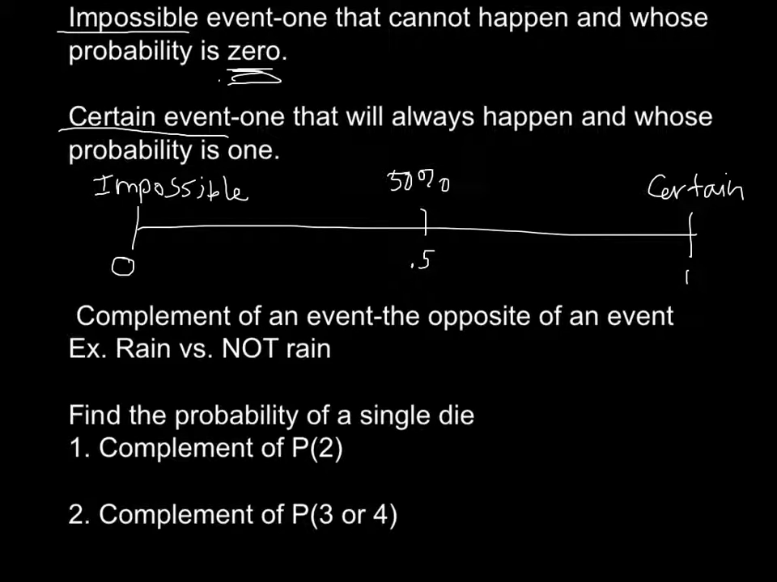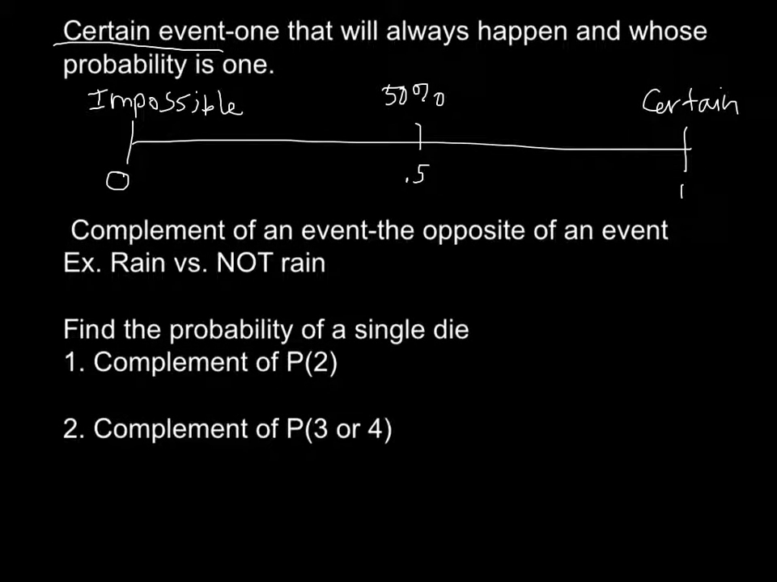All right, and then the last thing we're going to talk about is the complement of an event. The complement of an event, our clue word is opposite. For example, let's say I asked you to find the probability that it's going to rain today. And it says find the complement of that. Then you would find the probability that it's not going to rain. Let's do a few examples here. The probability of a single die, 6 sides. What is the complement of the probability of 2? That means what's the odds that I'm not going to roll a 2?